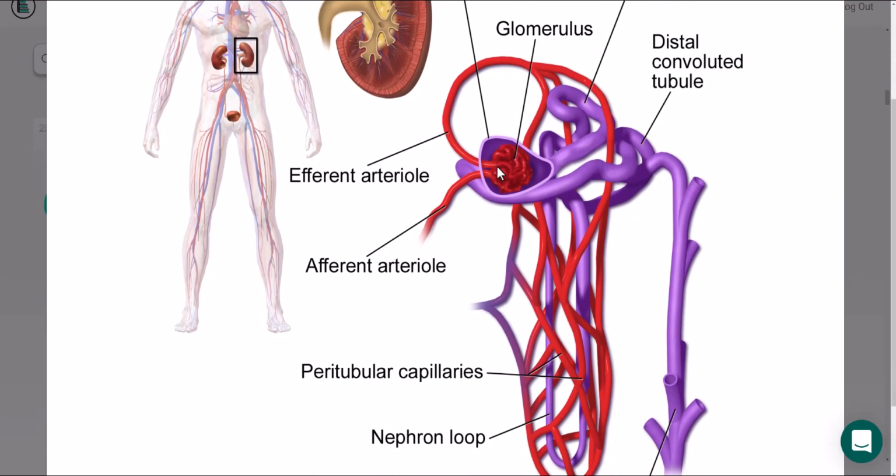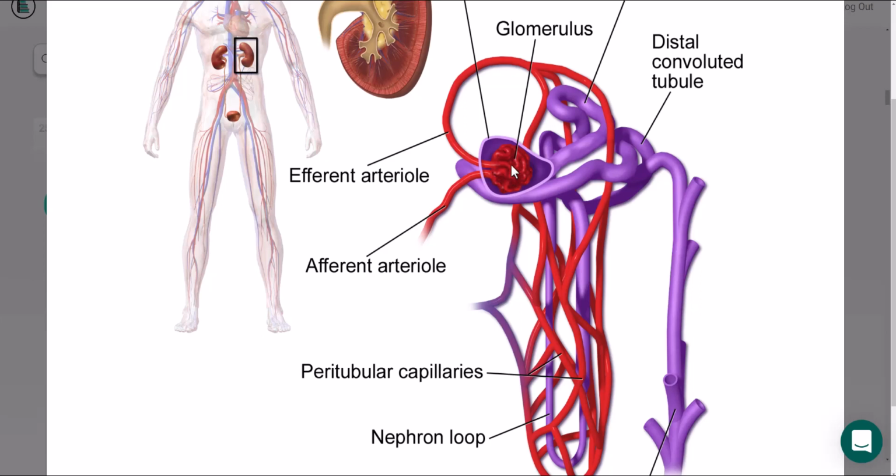So here is that afferent arteriole, a small blood vessel bringing oxygenated blood into the glomerulus. The glomerulus is the ball of capillaries. We see that here, and it is surrounded by a capsule, the Bowman's capsule or the glomerular capsule. This is where the magical filtration is happening.